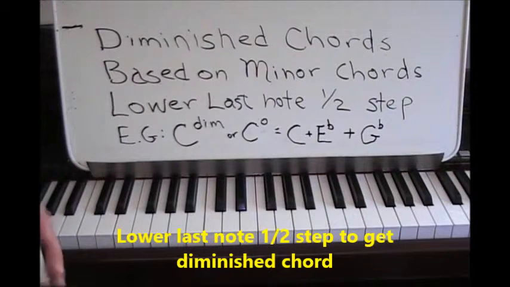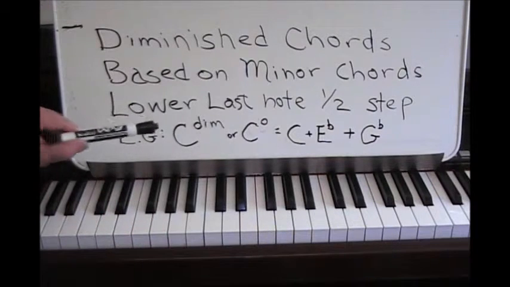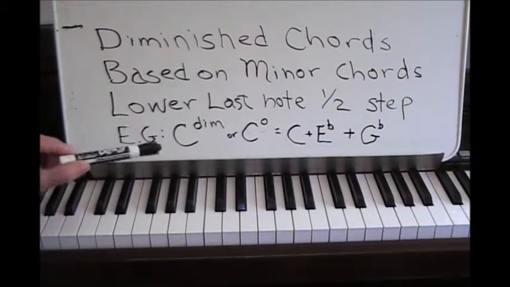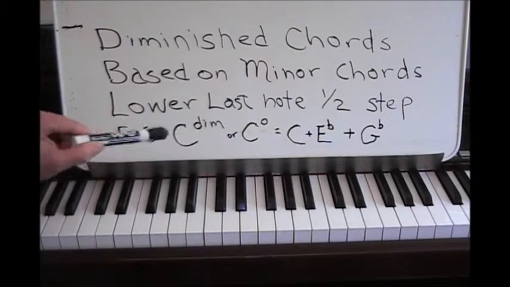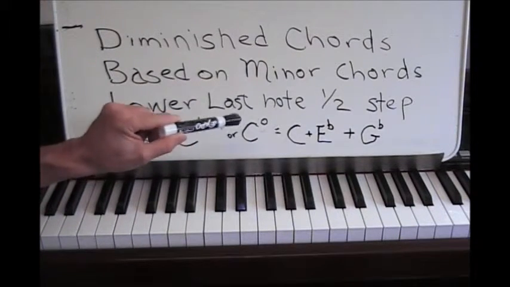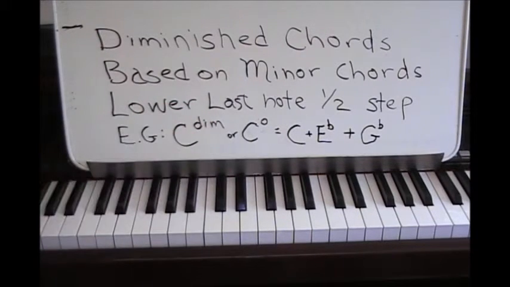And just by way of note, the symbol for a diminished chord, the easy one to recognize, is D-I-M, which is short for diminished. So if you see C dim or G dim or whatever, that means diminished. But one that they use that's shorter but harder to remember is the circle. So C with the circle above it would mean C diminished, or any other letter. G diminished would be G with the circle, and so on.